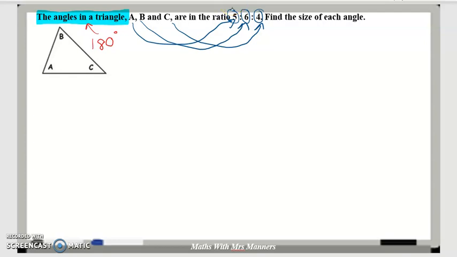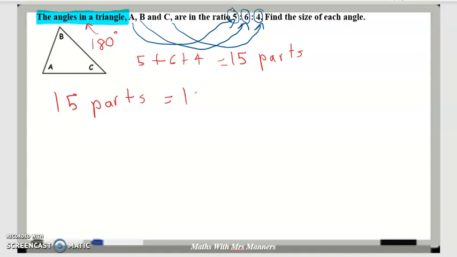So once again, we're going to look at how many parts we have. If we add the 5, the 6, and the 4, that gives me 15. So it turns out we've got 15 parts. And so I need to take the 180 degrees and split it into 15 parts. So 15 parts is equal to the 180 degrees. From there, we'll use our unitary method to find 1 unit by dividing by 15.